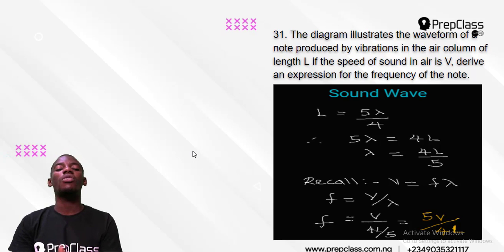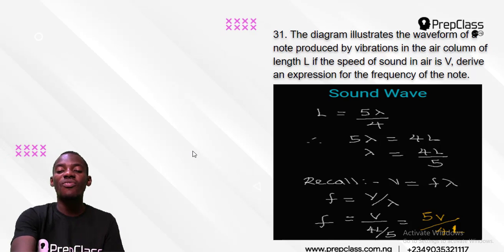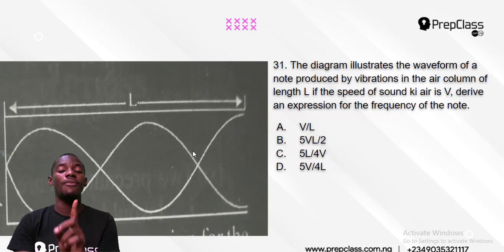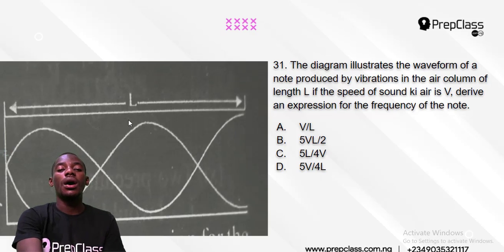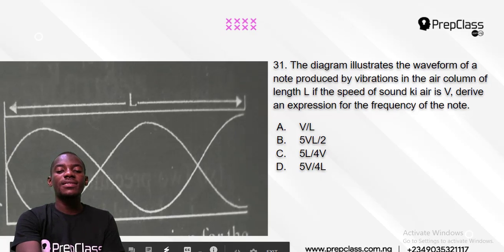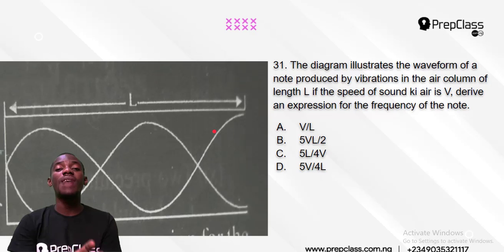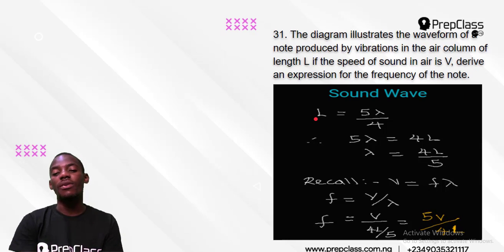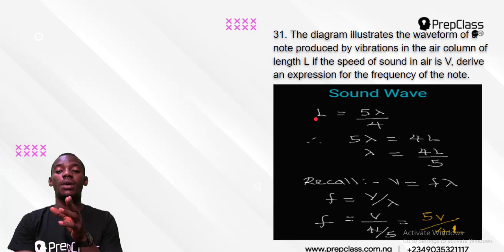Now, L equals 5 lambda over 4. The reason why it's 5 lambda is because it's a fifth harmonic. I said that before. It's a fifth harmonic wave like we have here. It is in a closed pipe like this. Whatever wave is in a closed pipe and forms two rings and a half is called a fifth harmonic wave, and its equation is length equals 5 lambda over 4.